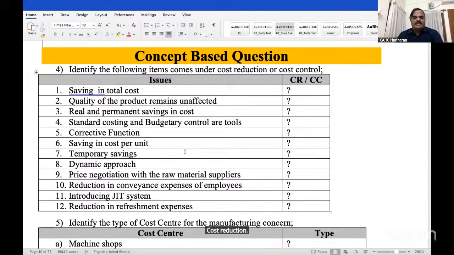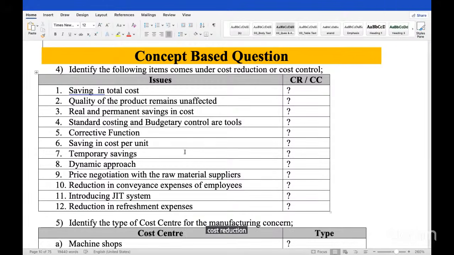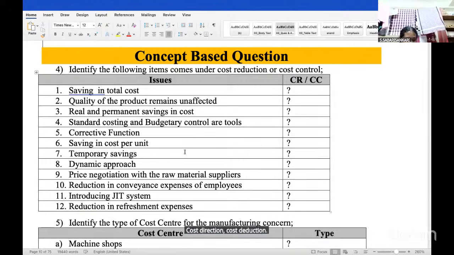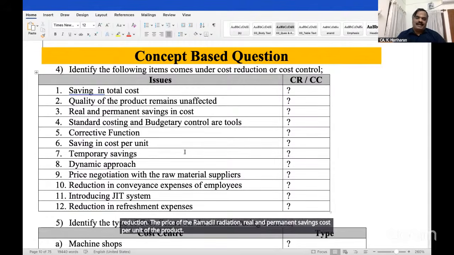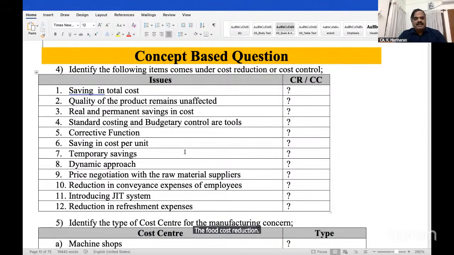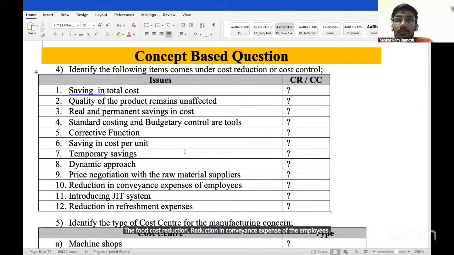Price negotiation with the raw material supplier: the price of the raw material reduced means real and permanent savings in cost per unit of the product. Therefore, cost reduction. Reduction in conveyance expense of the employee is cost control, controlling the cost.